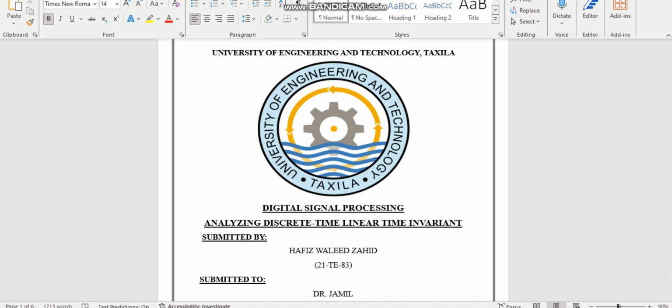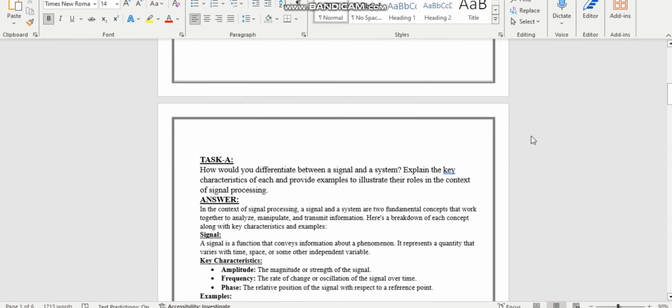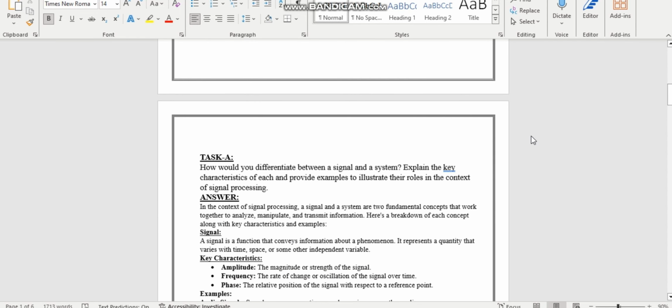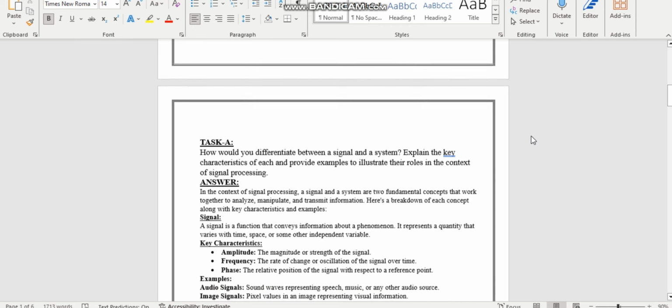Today we perform lab task number 4 of digital signal processing. Lab name is analyzing discrete time invariant and linear time invariant systems. In task A, how would you differentiate between a signal and a system? Explain the key characteristics of each and provide examples to illustrate their roles in the context of signal processing.